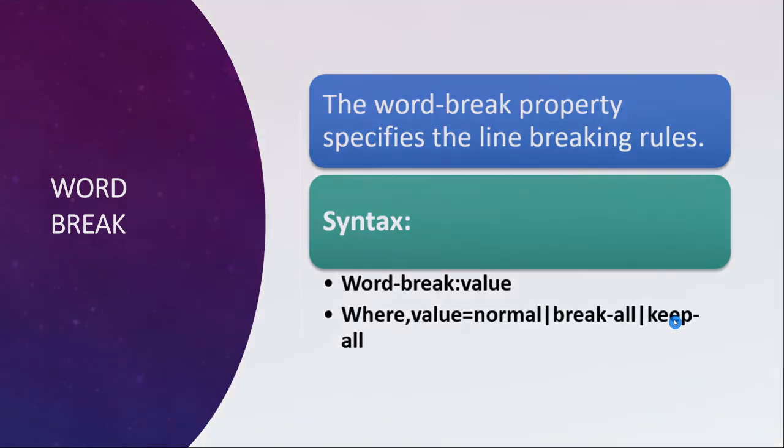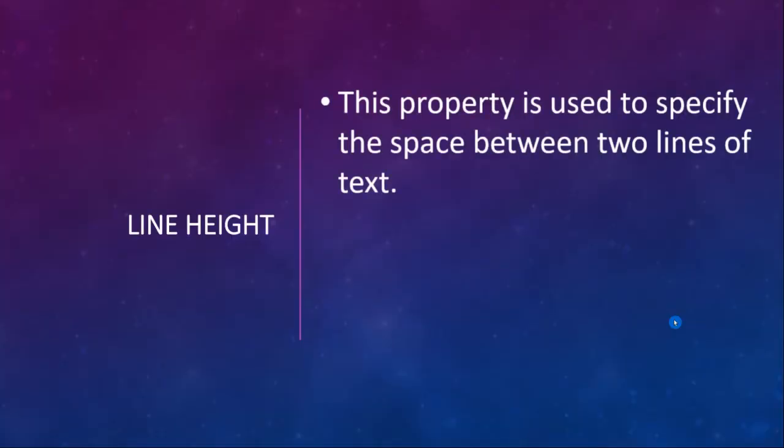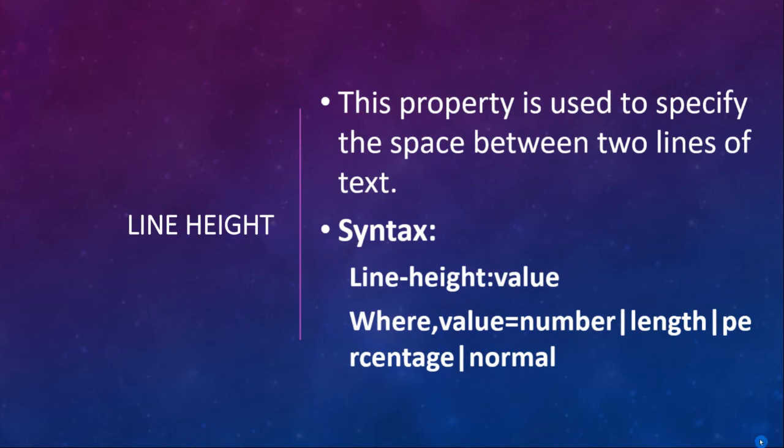And the last one is line height. Line height is used to specify the space between two lines of the text. Okay, so this is also another type of alignment, like in Microsoft Word in the same way. So line space between the lines. Okay, so syntax for this is line-height: value, where in the place of value you can either enter the number or length or percentage, even you can give normal. Okay, so these are the text properties available in CSS HTML pack.